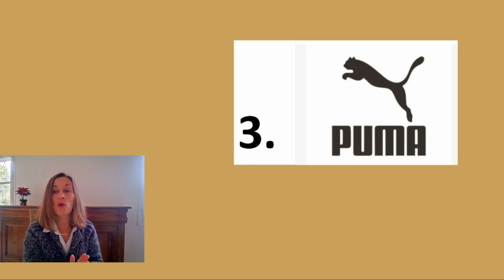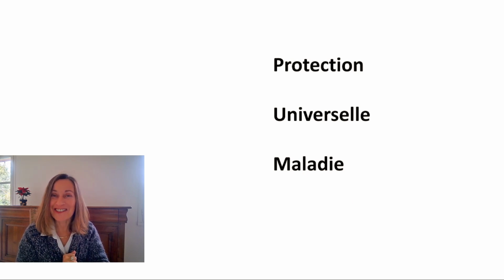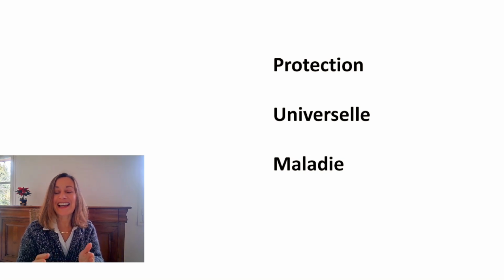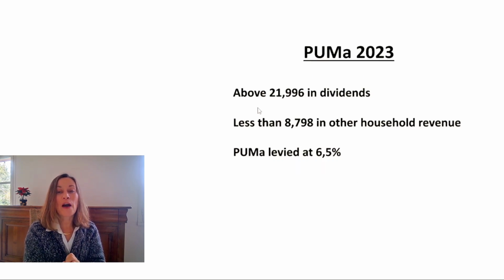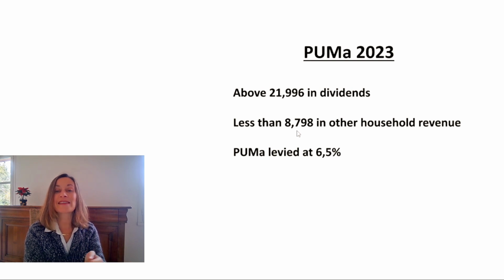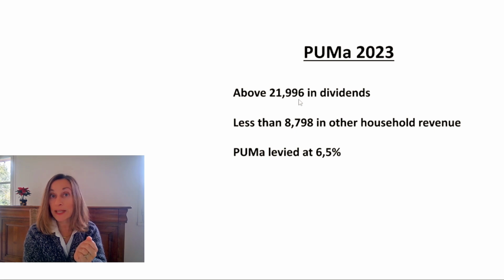Third good reason to pay yourself a salary is if you take everything as dividends, then you leave yourself open for the PUMA tax. And no, it's not this kind of Puma, it's the Protection Universelle Maladie. And what it is basically is a rap on the knuckles. If you take everything as dividends and you don't have any other income coming into your household, then the state will see that as avoiding social charges. In 2023, if you pay yourself above 21,996 euros in dividends and you have less than 8,798 euros coming in other household revenue, PUMA will be levied at 6.5% on everything above this 22,000 euros.